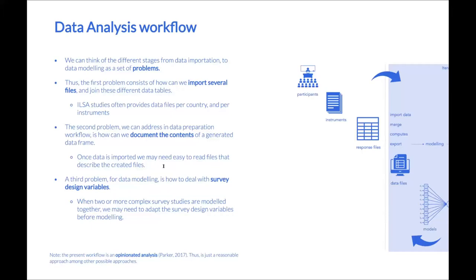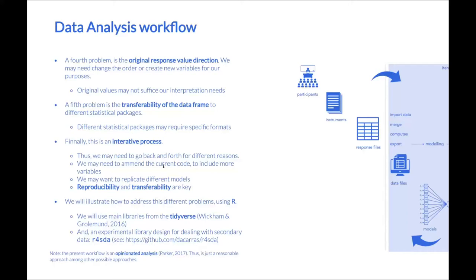Then one of the most common problems, what I would say is the fourth problem in this framework, is to consider the response interpretation. Most of the time, when you have paper-based studies, the data entry values over the responses of the students are assigned from left to right. That means that not always does a higher value mean a higher frequency, a higher endorsement, or a higher agreement. So we may need to change those values into values that are interpretable for our purposes.